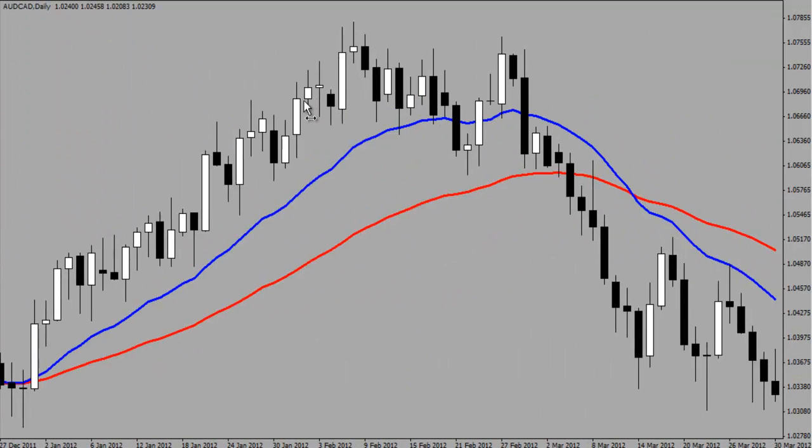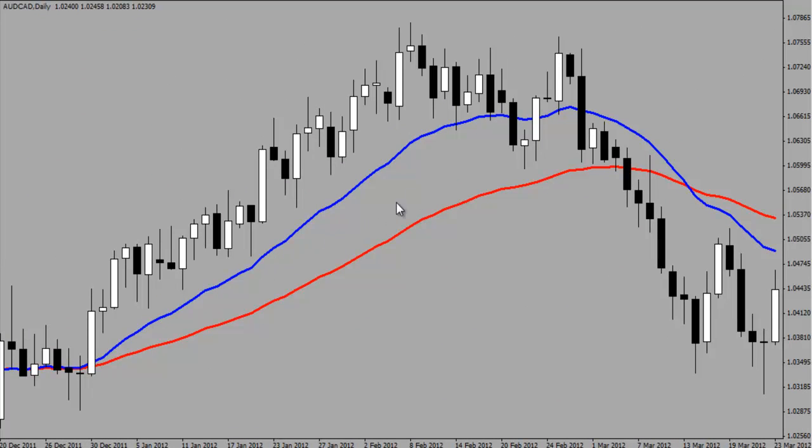Going back a bit further, we can see the upward trend before that. The order of the moving averages is good. The angle of the moving averages is good. And the separation of the moving averages tells us that all the way through there we had an upward trend.